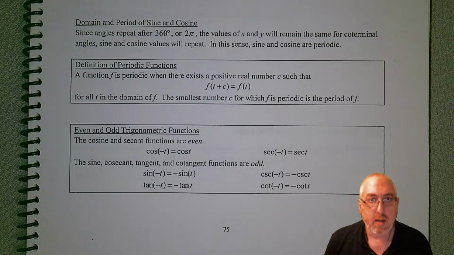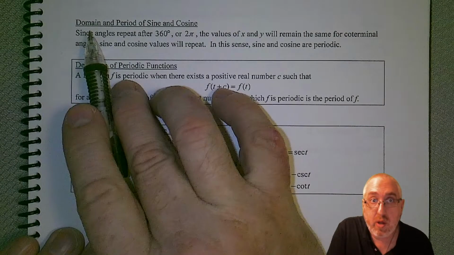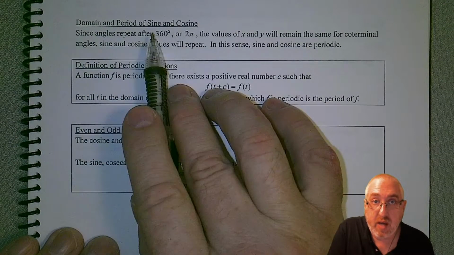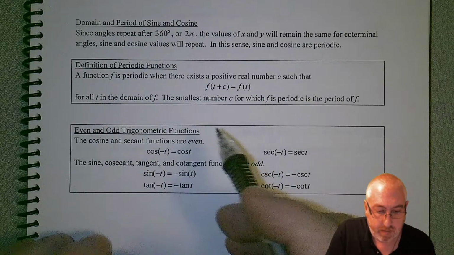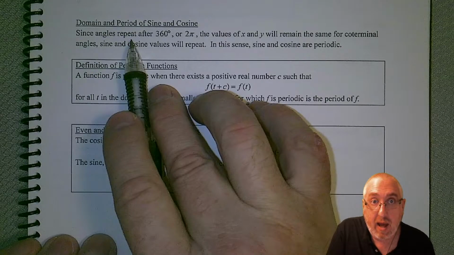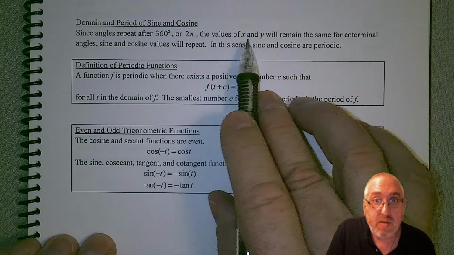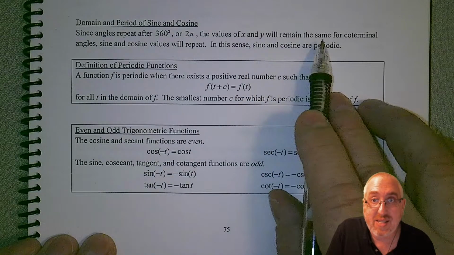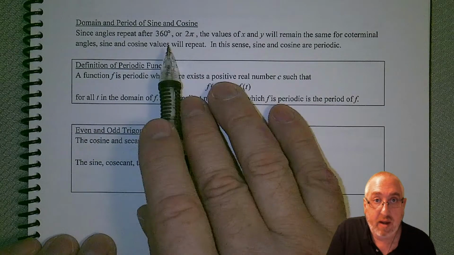Welcome back. So now that we have some more knowledge under our belt, what are some other aspects of sine and cosine that we should be aware of? Well, when we look at the domain and period of sine and cosine, we're going to notice some similarities. Since angles repeat after 360 degrees, or 2 pi, the values of x and y will remain the same for coterminal angles. Sine and cosine values will repeat.